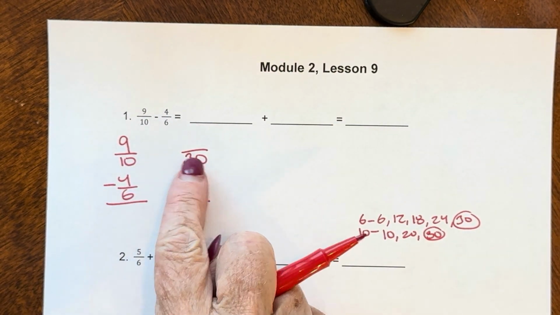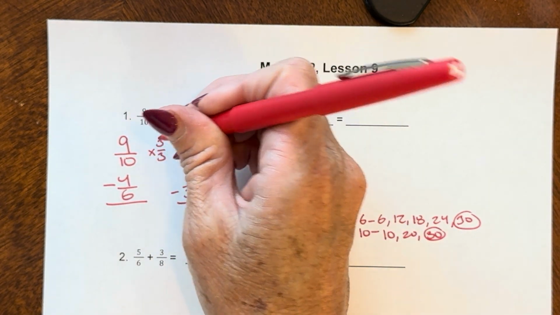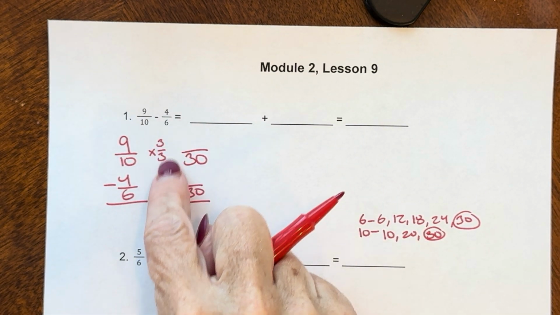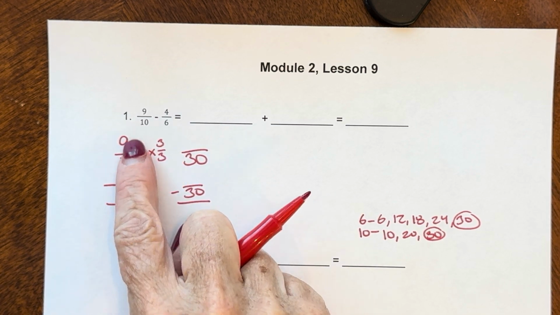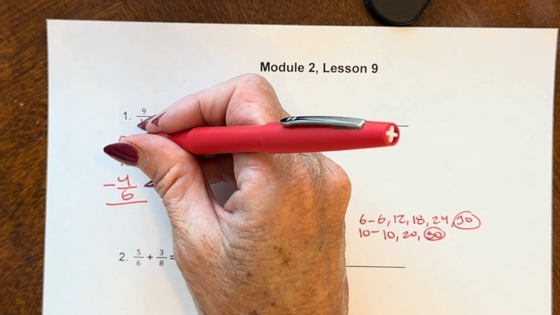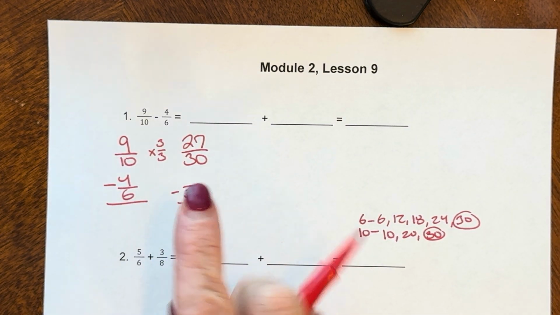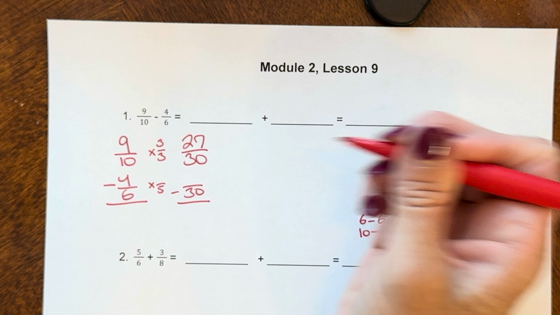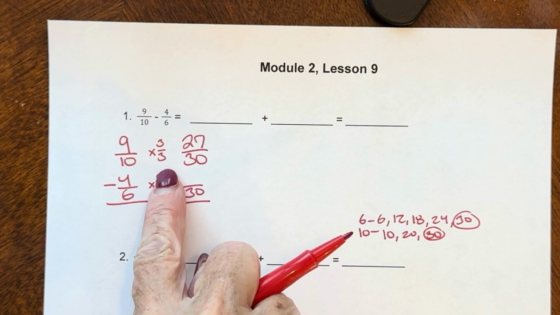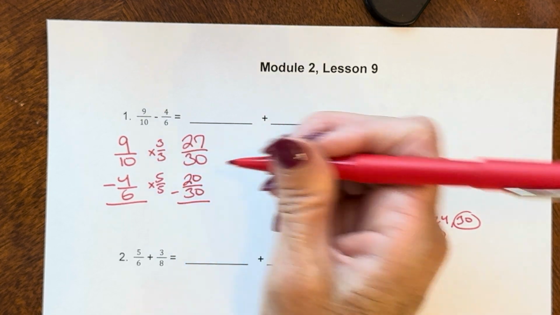Okay, so how did 10 turn into 30? Well, it was multiplied by 3. So I need to multiply the whole fraction by 3/3 so I don't change the value, because 3/3 is the same as 1. So if I multiply 9/10 by 1, it doesn't change the value. It just changes the way it looks. So 9 times 3 is 27. Okay, how did 6 turn into 30? Well, by multiplying it by 5. So I can multiply this whole fraction by 5 over 5, which is equal to 1. So 4 times 5 is 20.